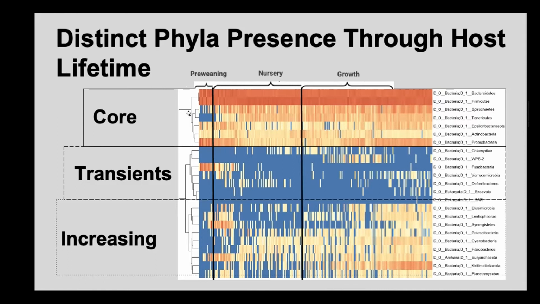As you can see, in terms of the core, most of the bacterial populations exist throughout all the stages of the pigs, whereas the increasing ones were more lacking in the pre-weaning, and they started to show up a lot more, increasing in relative abundance, at the growth stage of the pig. So we are still going through all this data and deciphering what it means in terms of some of the taxa that are going up and some of the taxa that are decreasing as the pig grows.